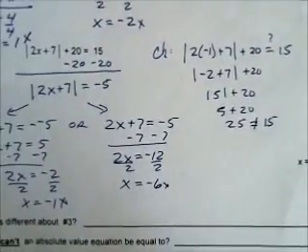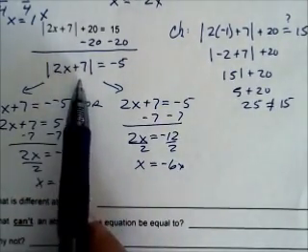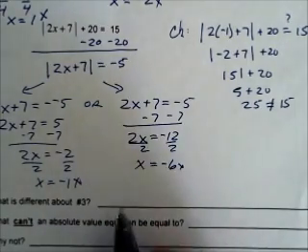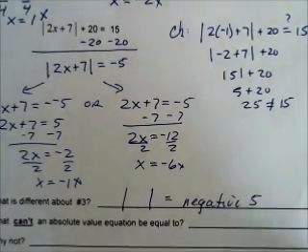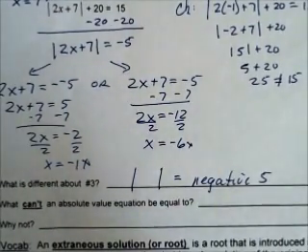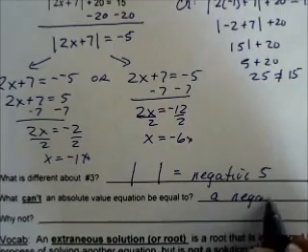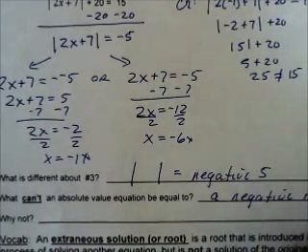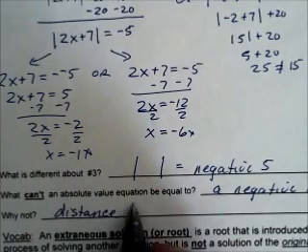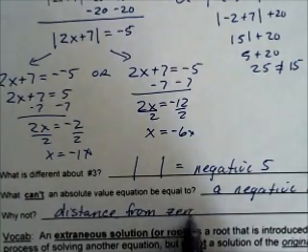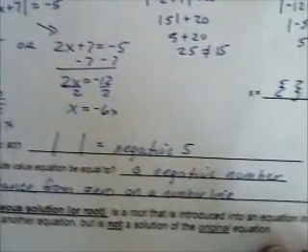If we go back to number 3 here and look at number 3, what is different about number 3? Our absolute value here of 2x plus 7 was equal to negative 5. So the absolute value was equal to negative 5. What can't an absolute value equation be equal to? A negative number. Why not? Because distance from 0 on a number line is not negative.